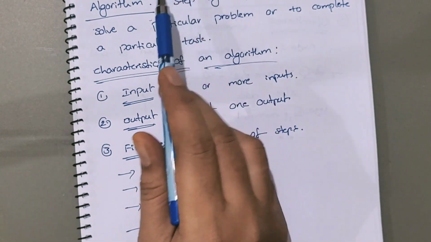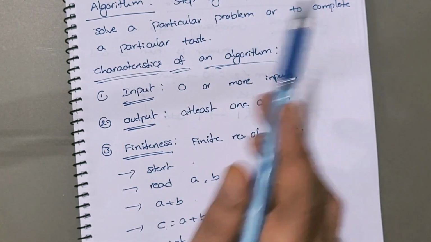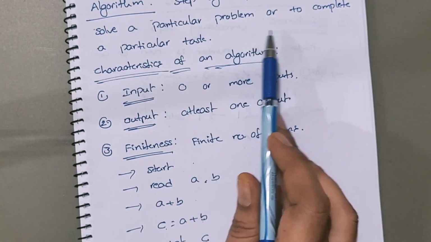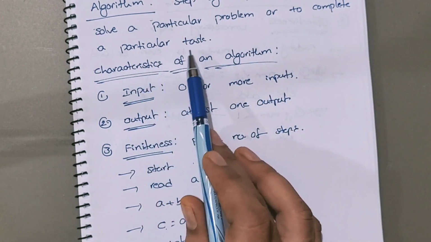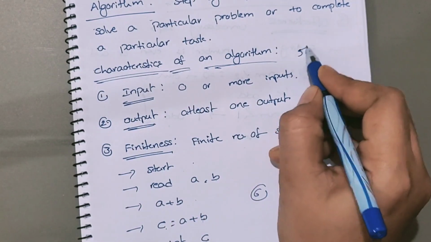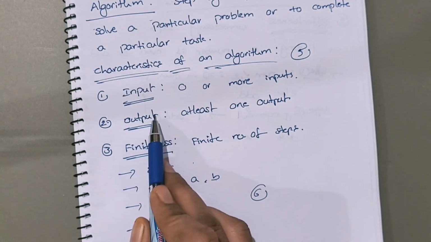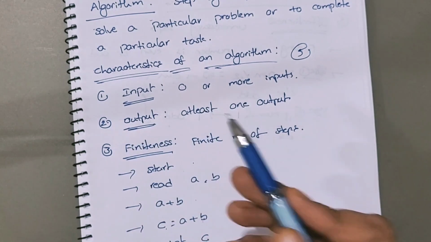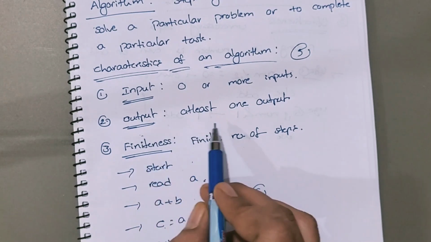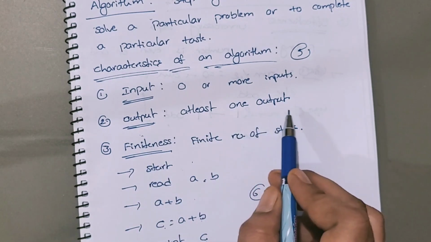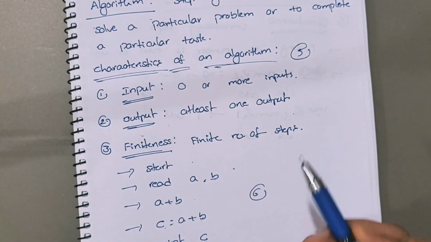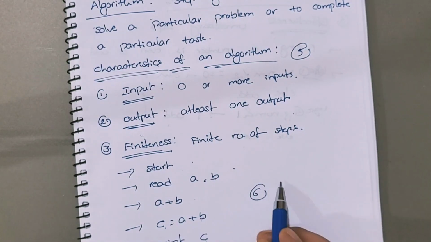So DAA is nothing but design and analysis of algorithms. An algorithm is a step-by-step procedure to solve a particular problem or to compute a particular task. So what are the characteristics of the algorithm? There are totally 5 characteristics. First one, input. Input means it may take 0 inputs, 1 input or more inputs. Output means your algorithm should produce at least one output. Finiteness means your algorithm should contain a countable number of steps, with no infinite steps.